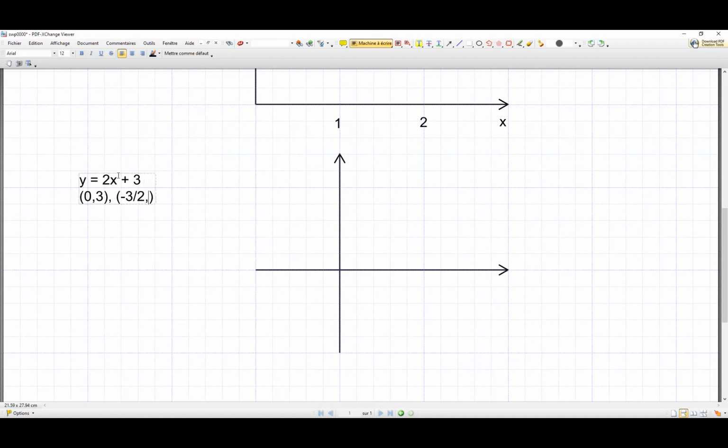The three has 0. So 1, 2, 3 here. Yeah, so 3 divided by 2, so that would be there. And I get my line.